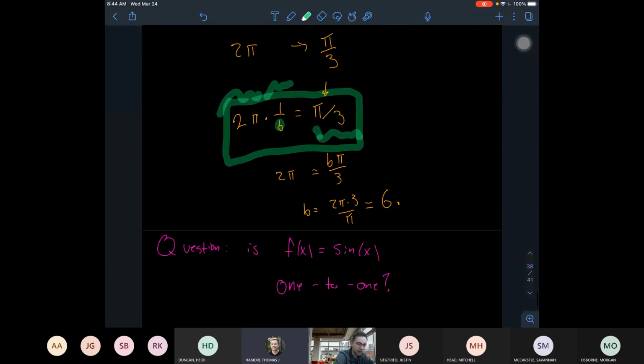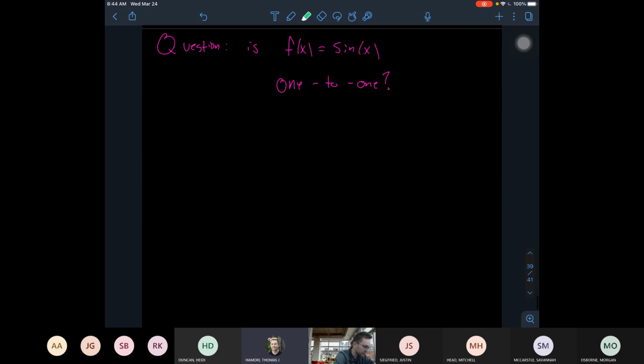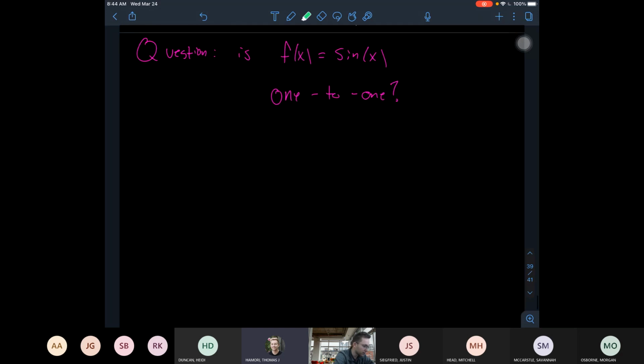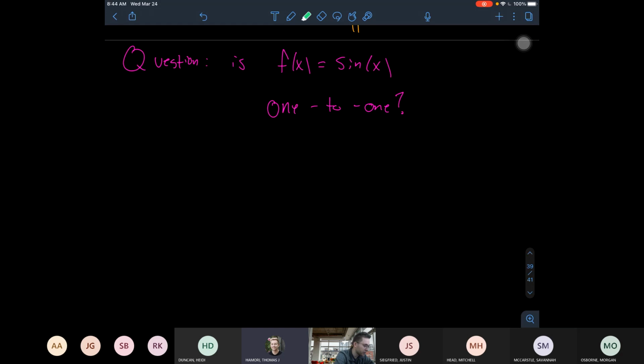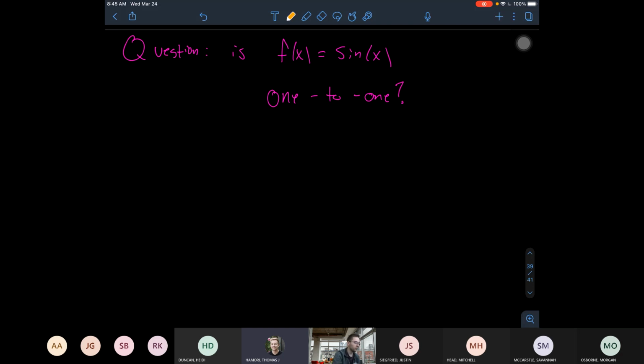So if there's no other questions, then let me ask you guys a question. And here it is. The question is, is the function f of x equals sine of x one-to-one? Okay. So I hope I can get you guys a little bit more engaged in this conversation. Does anybody have an opinion on whether we expect the function f of x equals sine of x to be one-to-one or not?